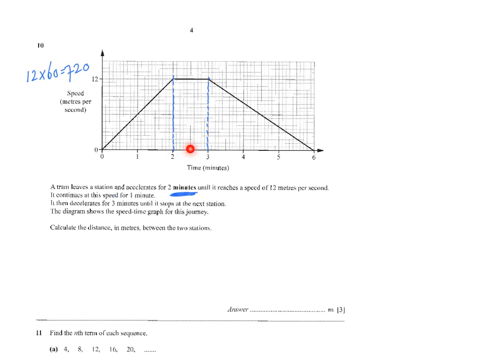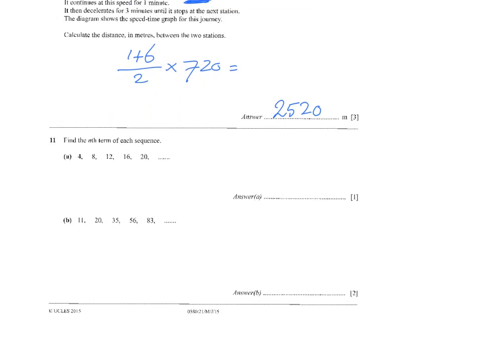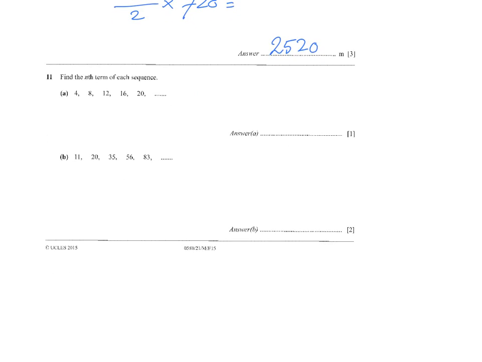Okay, so now the area of the trapezium. I said the sum of the two parallel sides, so that is 1 plus 6, divided by 2, and then times the height. The height is no longer 12, the height now is 720. And your answer, if you plug it in your calculator, is 2,520. There you go.